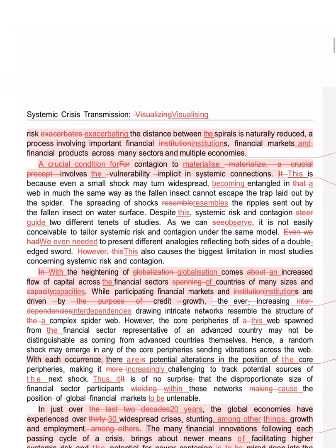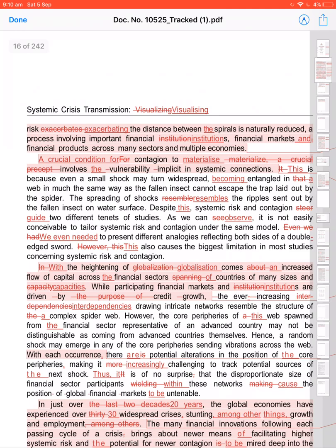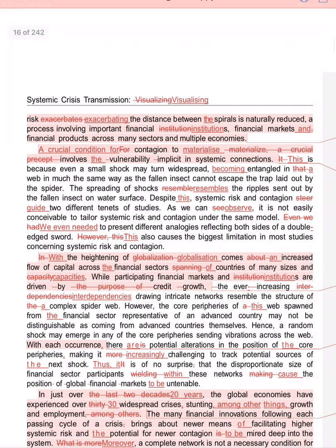For contagion to materialize, a crucial precept involves vulnerability, implicit in system conditions. A crucial precept, again, wrong placement of the words. A crucial condition for contagion to materialize involves the vulnerability. Simple. So let's not break it into small Legos. Commas are not necessary. A crucial condition for the contagion to materialize. Two sentences turn into one.